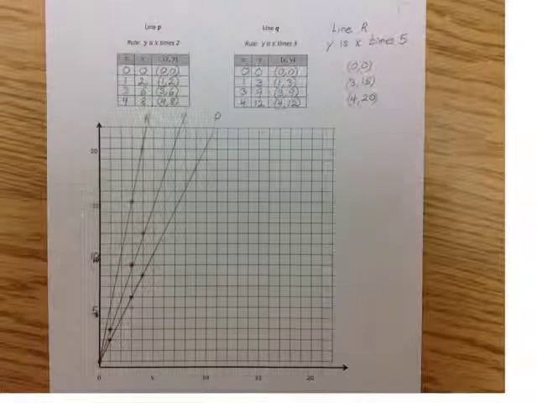If I wanted to create a line that is not as steep as the first line that I made, not as steep as P, where y is x times 2, I would have to have a rule where y is x times something less than 2. Maybe y is x times 1.5, or y is x times 3/10. Anything that's less than 2 would create a line that's not as steep as line P is.